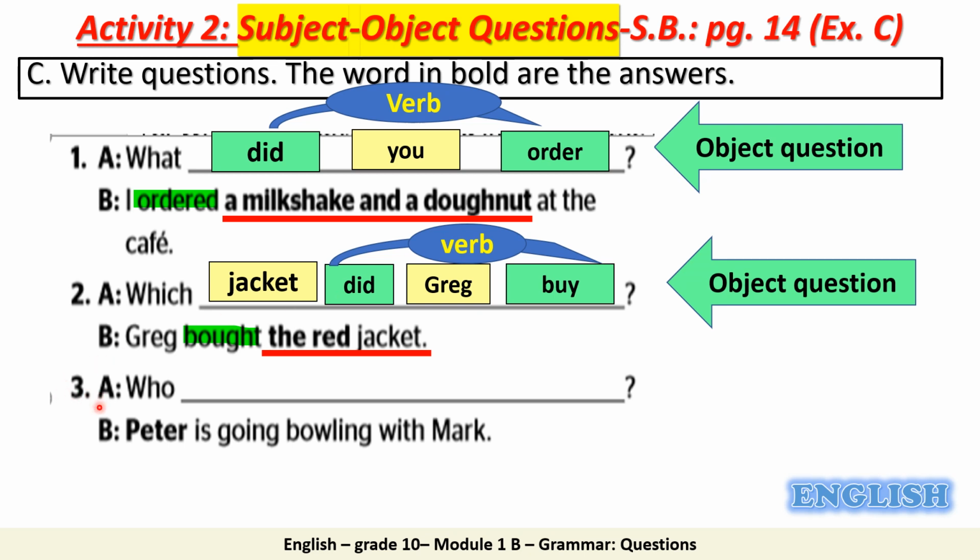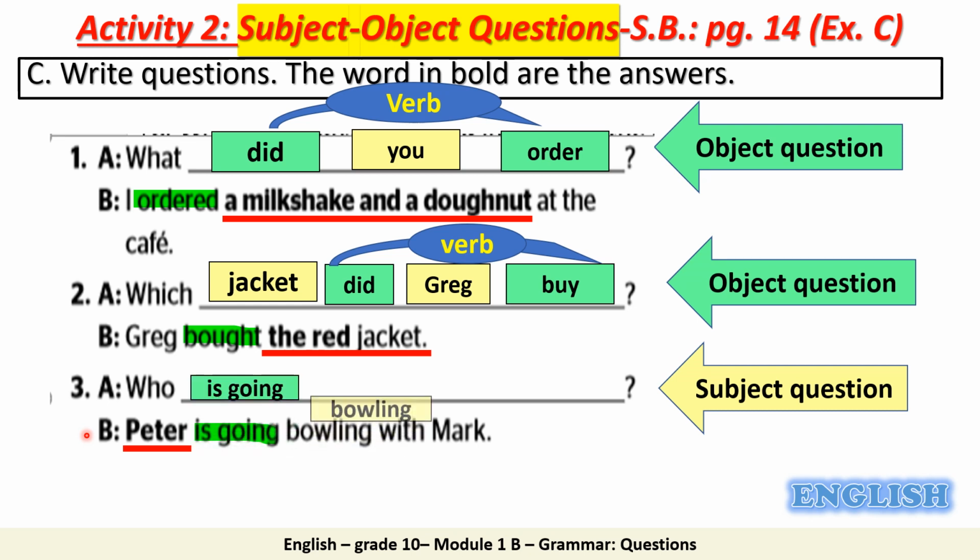3. A asks, who? Peter is going bowling with Mark. Peter is the subject. So we have a subject question. Who is going bowling with Mark? Is going is my verb in the affirmative form.